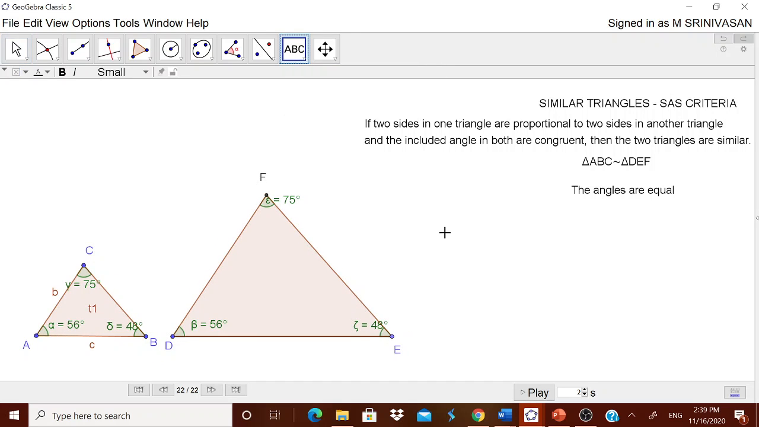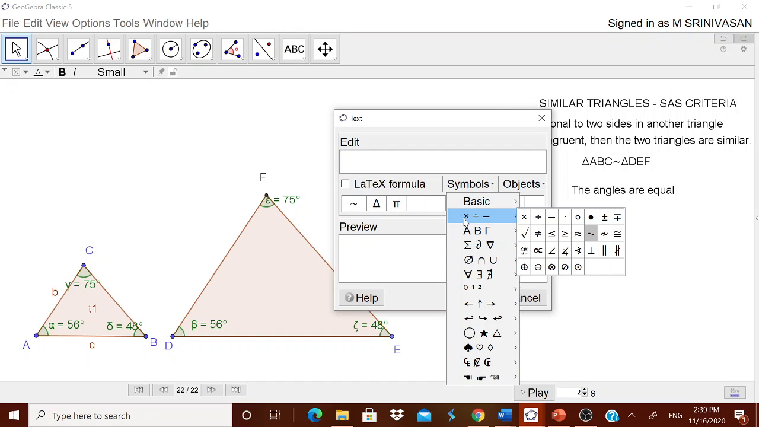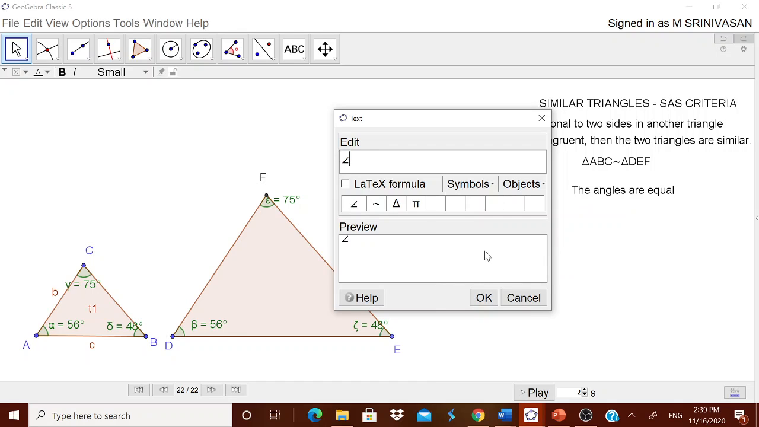Now you can tell the children which angles are equal. For that you can go to the symbol. The angle symbol is over here. I will write only one of them. You can tell them the remaining angles. Angle A is equal to angle D. I will write only one of them. Now you can write the remaining.